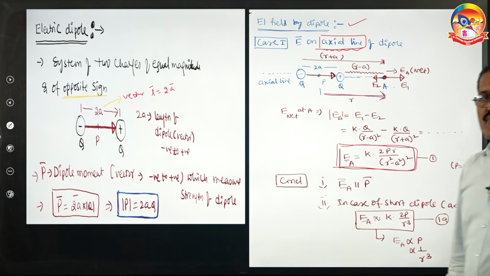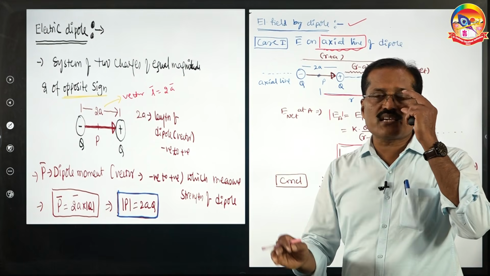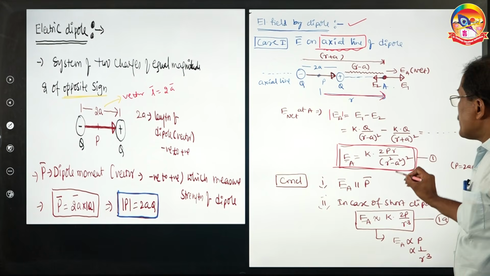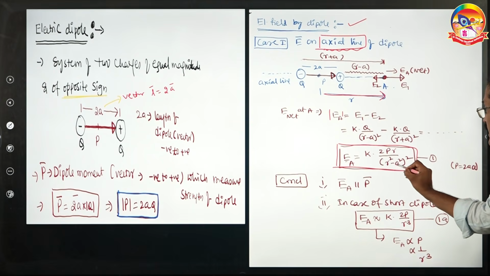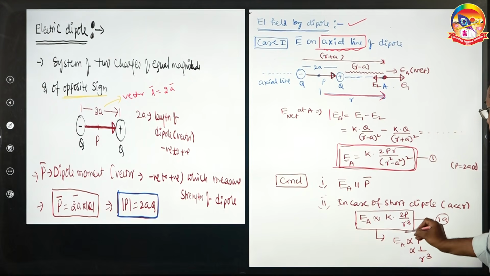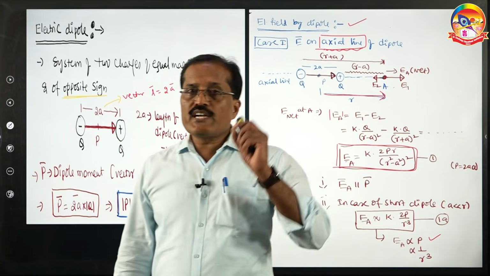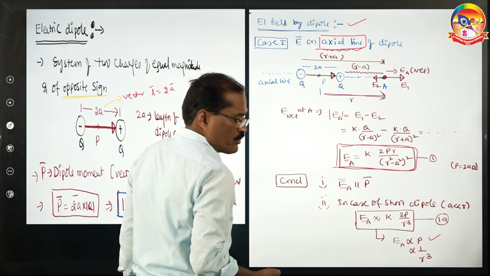Most of our questions are with the short dipole. If the length of the dipole is not given, it is mandatory to take it as a short dipole. In that case, what will be the electric field intensity for a short dipole? A can be ignored, R square whole square gives R to the power 4, and R cancels, so it is equal to 2p by R cube. The intensity due to the dipole on the axial line is directly proportional to P and inversely proportional to R cube. Note that this is only for a short dipole.